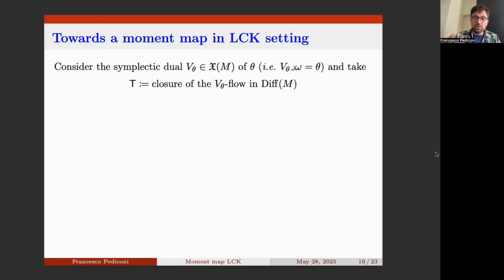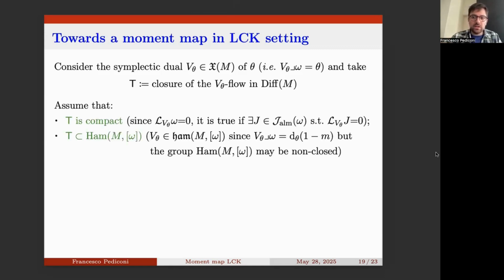You consider the flow of this vector field, which is a one-parameter group of diffeomorphisms, and you consider the closure of this flow. The closure of this flow is going to give you an abelian group of diffeomorphisms on the manifold that we call T. You need to make some assumptions on this group. The first thing is that you would like this group to be compact. This justifies the name T, because whenever it's compact, you get a torus.